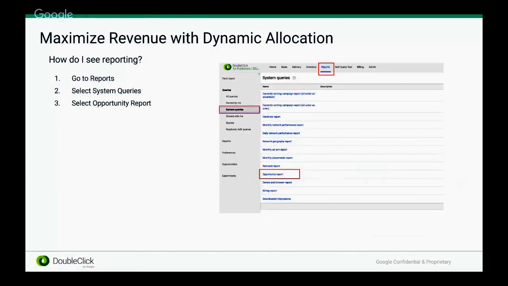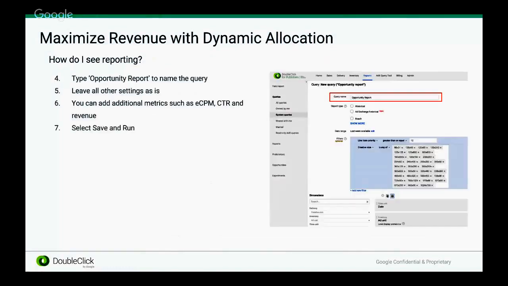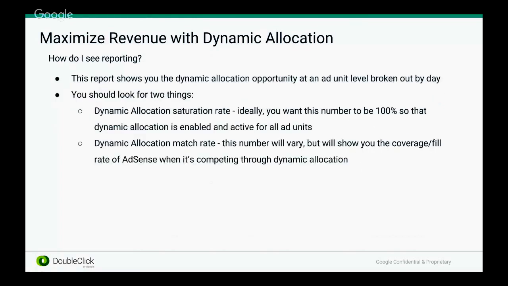So I'll just go back one step here. You click on reports, go to system queries. You want to click on opportunity report. Once you're on the opportunity report interface, give it a name and then leave all settings as is. Select a few additional metrics if you would like to see them right now, and then click on save and run. So the report we're trying to pull will give you everything at an ad unit level.